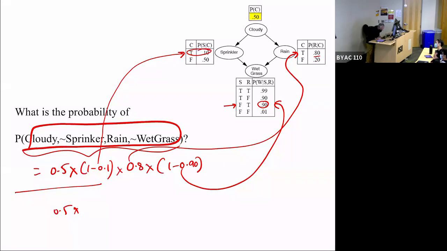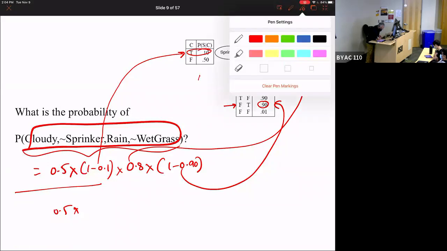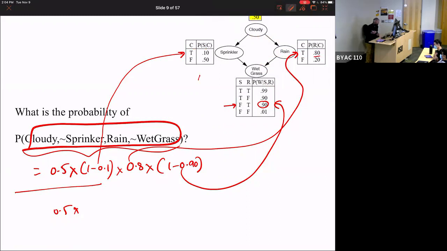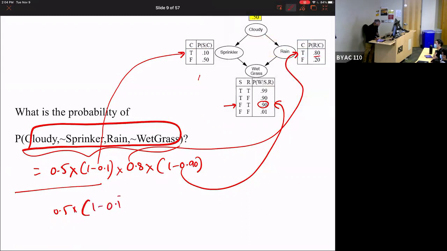Sorry, what did we say here? Okay, yeah, 0.10. So sprinkler false given cloudy is true is 1 minus 0.10. And then similarly, you need rain given not sprinkler and cloudy. But according to this, rain depends on cloudy. So cloudy is true, and when cloudy is true, rain would be 0.8.